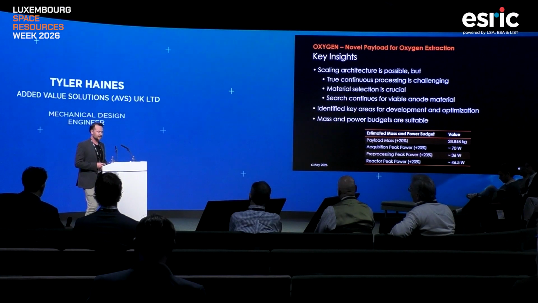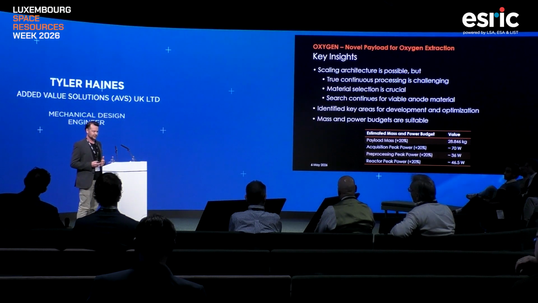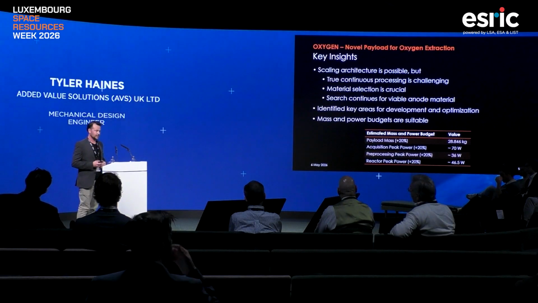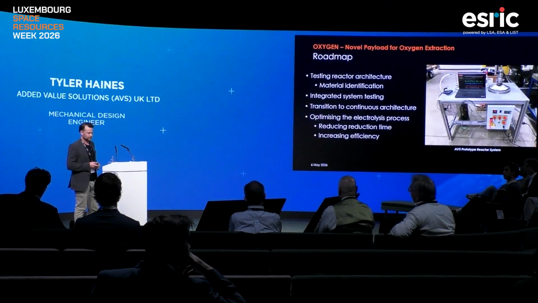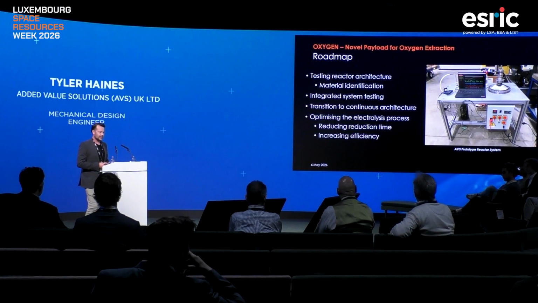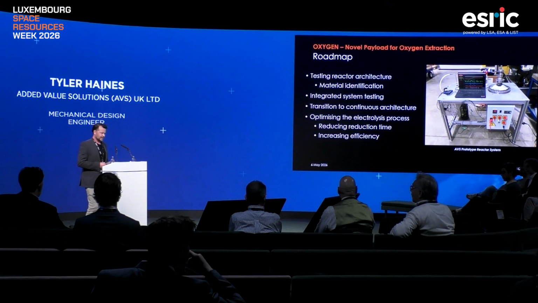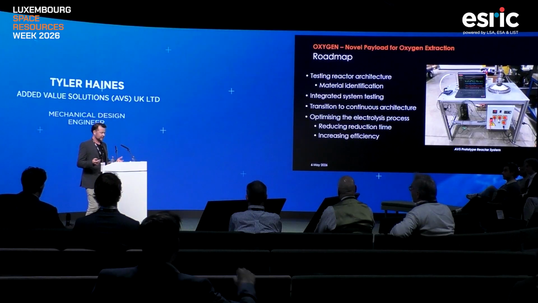We identified key areas for development and optimization, but essentially we were able to develop a system that we think, at least conceptually, could fly. So what does the future look like for us? Well, Avius, as part of the development in the project, actually developed a prototype reactor that you see there on the right-hand side. This is meant to be used as a test apparatus, testing not only different materials, but different internal configurations. The internal aspects of the reactor itself are functionally identical to that proposed within the oxygen concept.